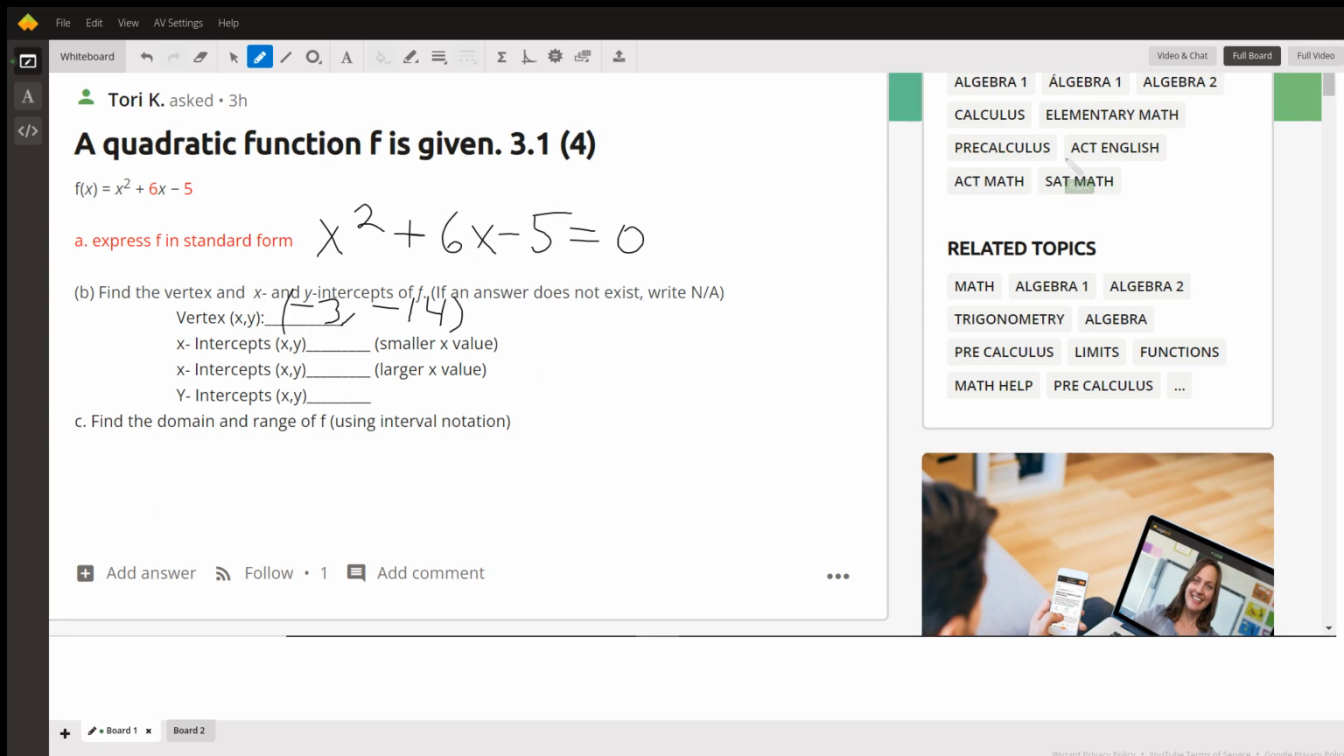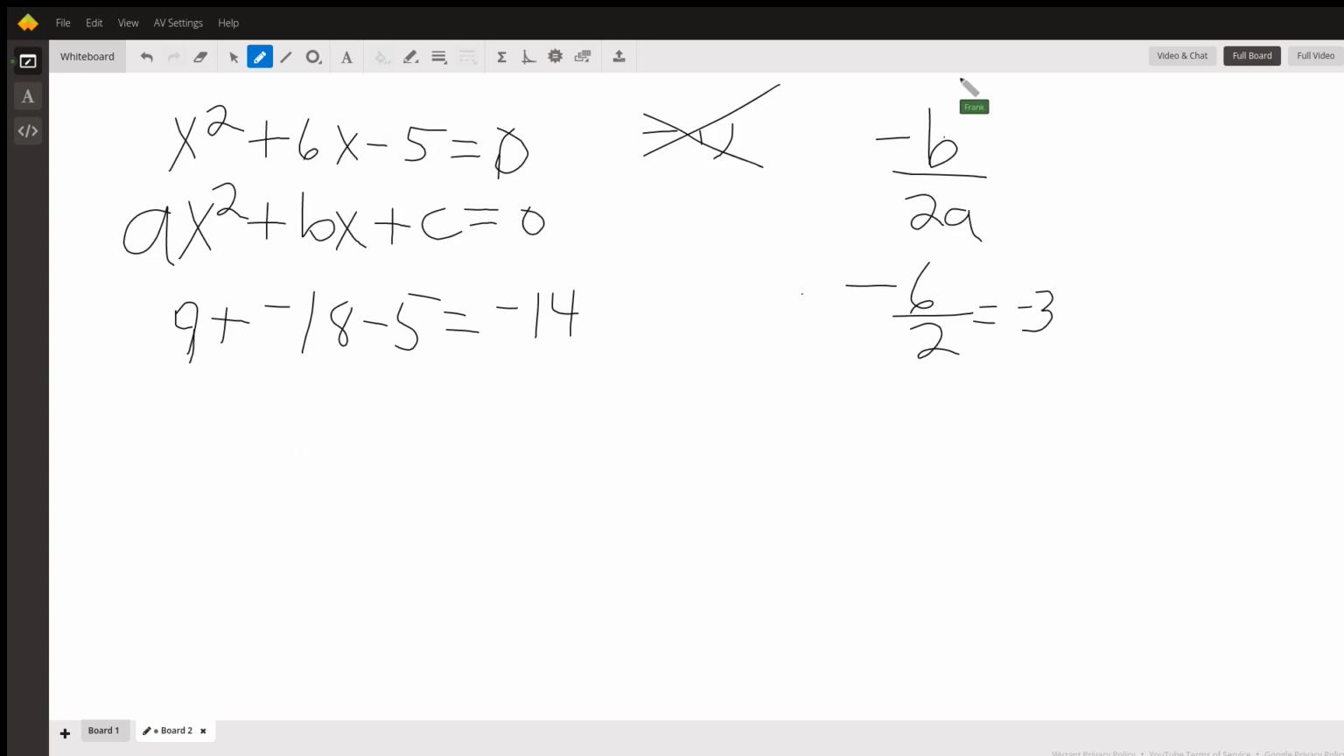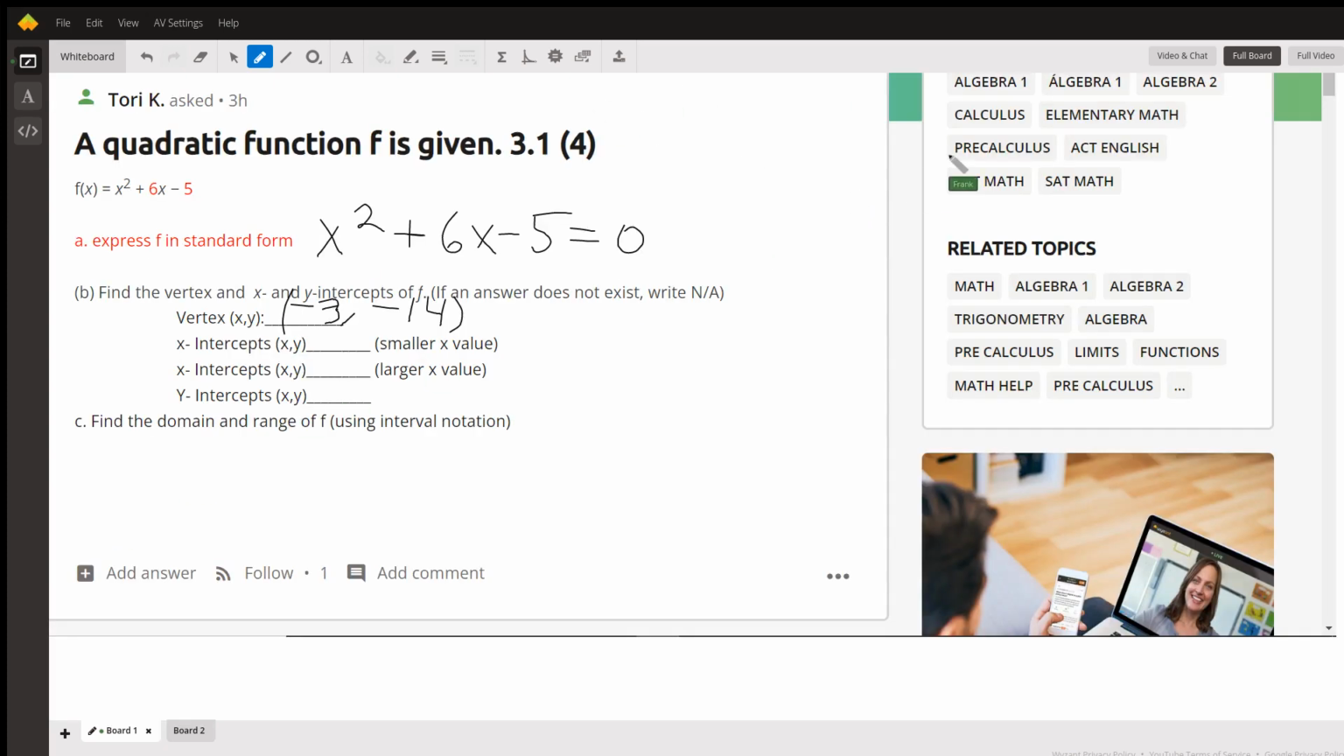Now I need the x-intercepts and y-intercepts. I'll do the y-intercept first. The y-intercept is when x is 0. So 0 squared is 0, plus 6 times 0 is 0, minus 5 is minus 5. I just plugged in 0 for x. So this is the point 0, negative 5.